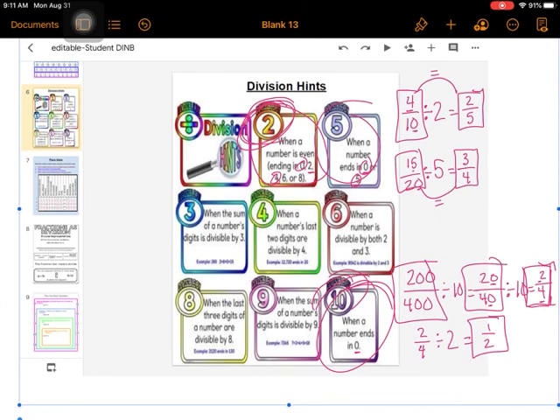We will look at other division rules as we move forward throughout the year, but these are the 3 that we're going to start with.